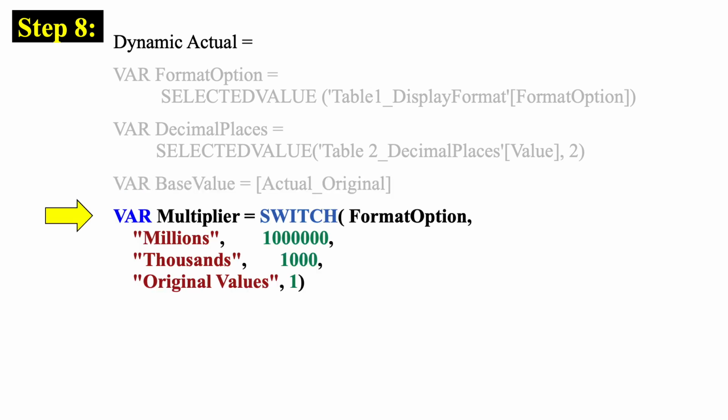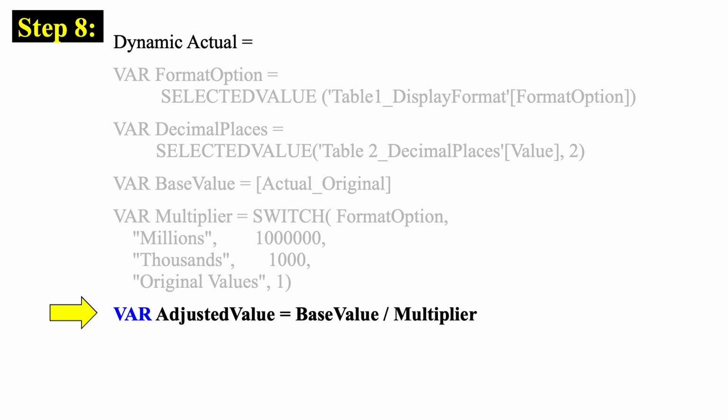And then we will create another variable for multiplier using the switch function. What it does is that we want the base value to be divided by 1000 if thousands option is selected. And of course, the base value will be divided by 1 million for millions option, and the base value is divided by 1 if we want to show the original values. And then one more variable needs to be created for the adjusted value, which is the value we want to display on the dashboard, and it is just simply the base value divided by the multiplier.